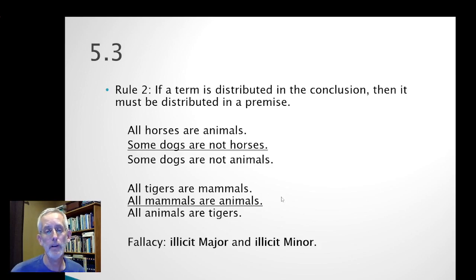But since it's the minor term, the subject term in the conclusion, that's distributed but not in the premises, we would say that the fallacy of illicit minor is committed here. And so it's labeled illicit minor and illicit major based on whether the distribution is occurring in the conclusion, what slot, subject or predicate, and not in the premises. Okay, so that's Rule 2. The term is distributed in the conclusion, and it must be distributed in the premises.